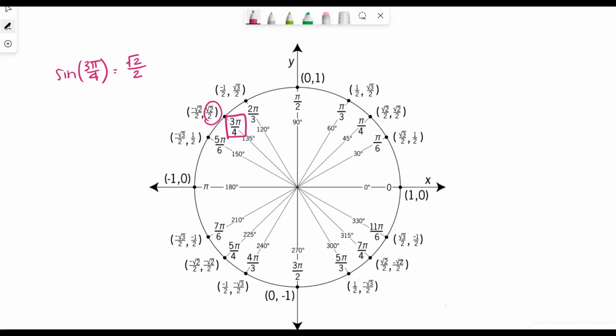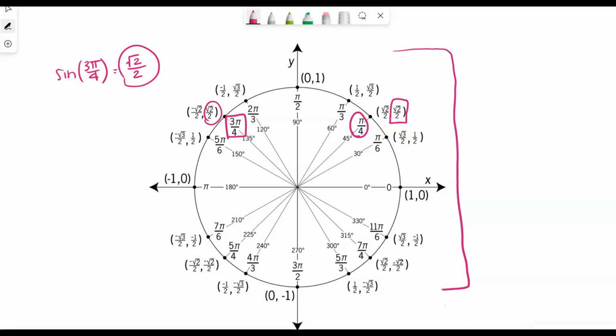So this angle is not within the domain. Remember, for the domain of sine, we're looking at quadrant 1 and quadrant 4. So where does sine also give us an output of √2/2? Well, that output of positive √2/2 is going to be pi/4. So we can rewrite that 3pi/4 as pi/4.